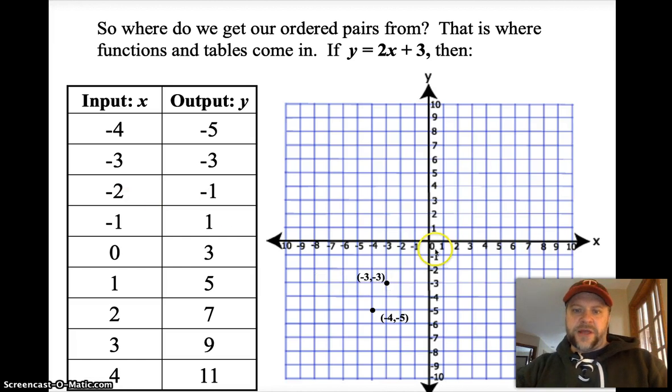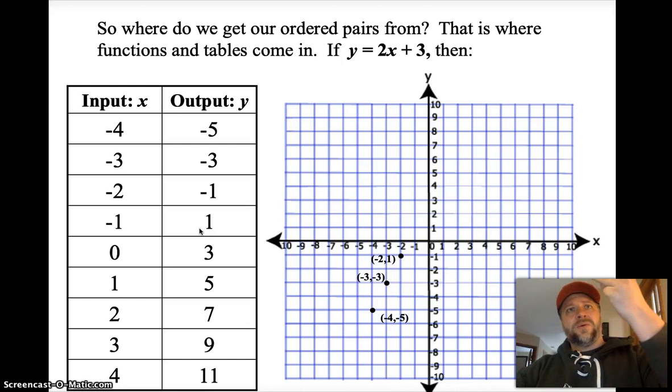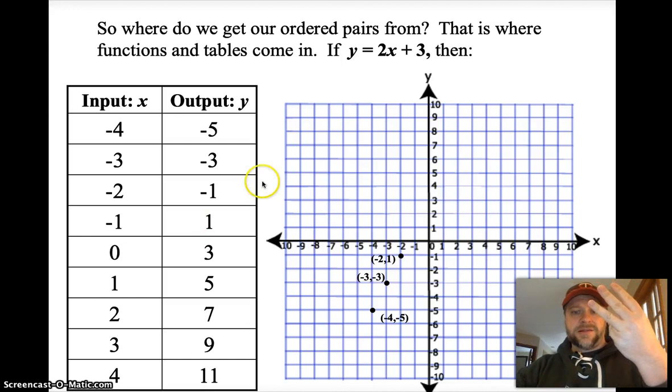Then negative 2, negative 1, so back 2, down 1. There's my third ordered pair. Negative 1, 1. That's because negative 1 times 2 is negative 2, plus 3. So negative 2, negative 1, 0, 1. Aha, so it's going to be at x equals negative 1 and y equals 1, right here.